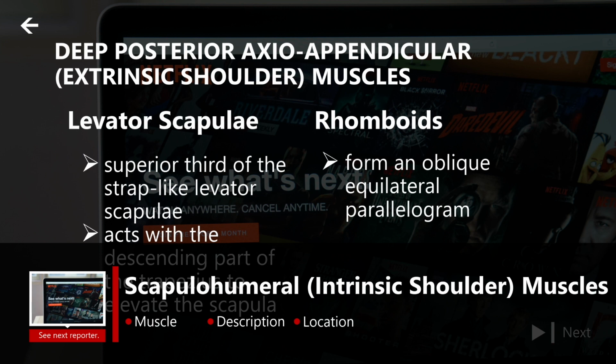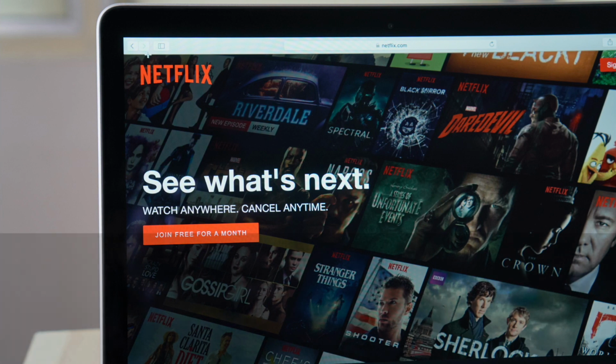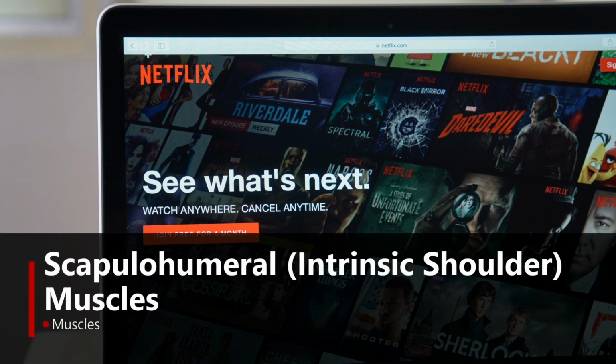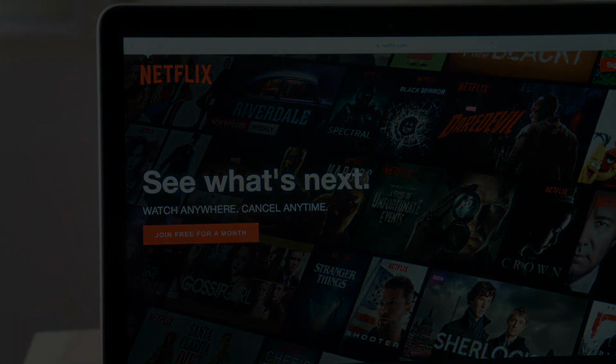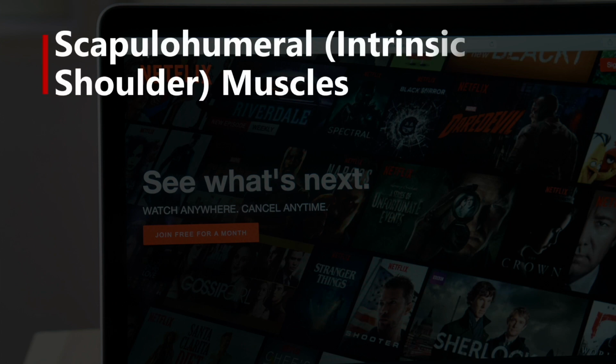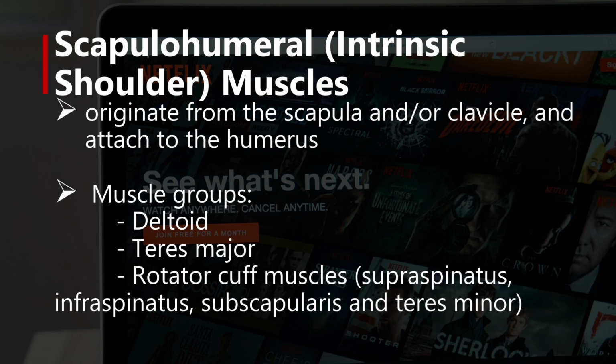Let's move on to scapulohumeral intrinsic shoulder muscles, our very last topic until the next reporter. The scapulohumeral intrinsic shoulder muscles originate from the scapula and or clavicle and attach to the humerus. It has 3 muscle groups, of which we will explore 2. And for the rotator cuff muscles, Jake will lead us.